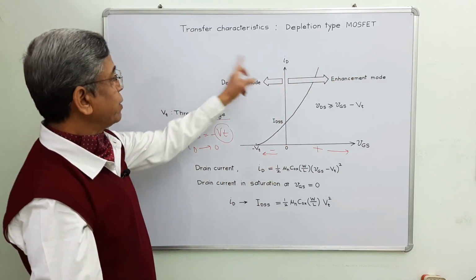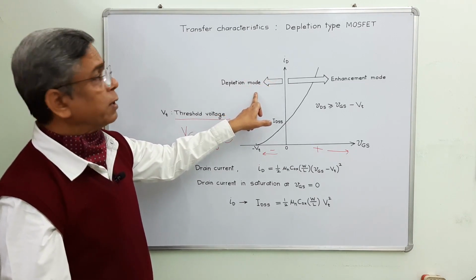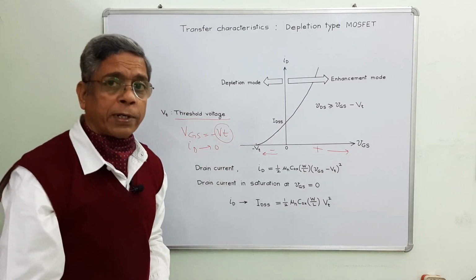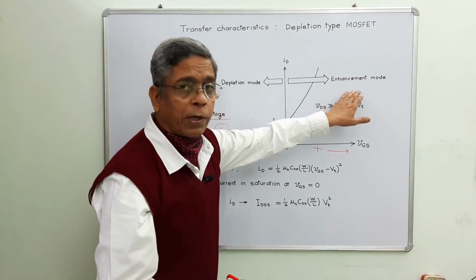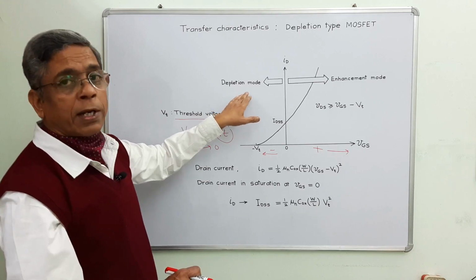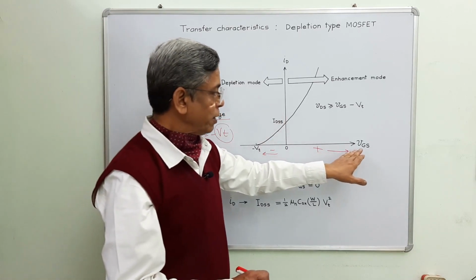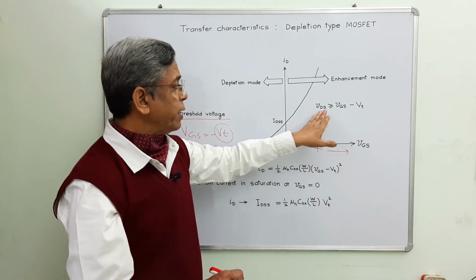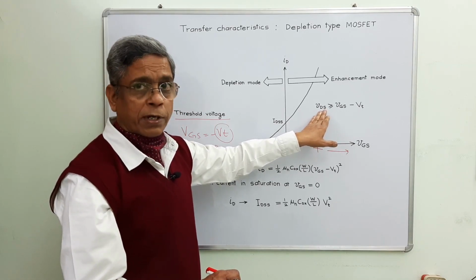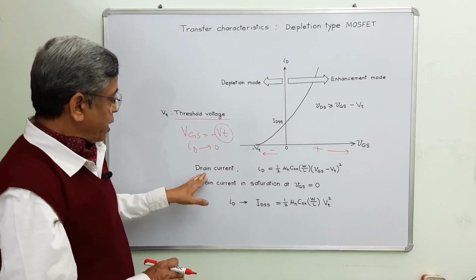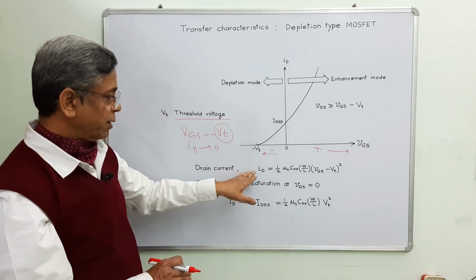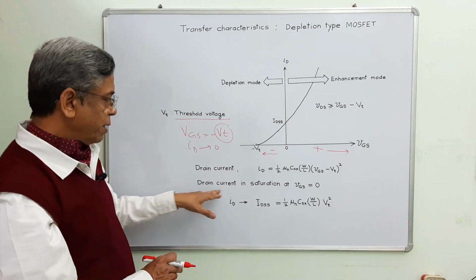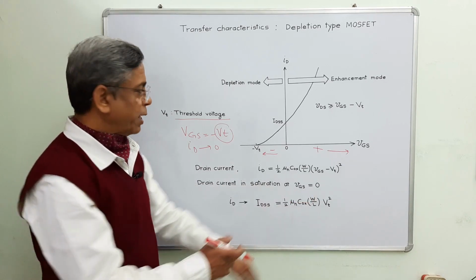This region is called depletion mode. That means this depletion type MOSFET can be operated in enhancement mode as well as in depletion mode. Entirely depends upon the polarity of VGS. And for a particular value of VDS, the drain and source potential difference, drain current can be written this way. This is the expression for drain current in saturation region. Drain current in saturation at VGS 0 at this point.